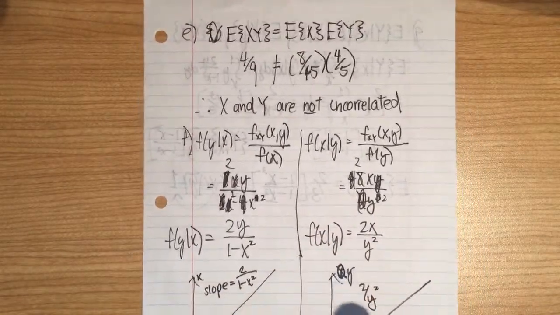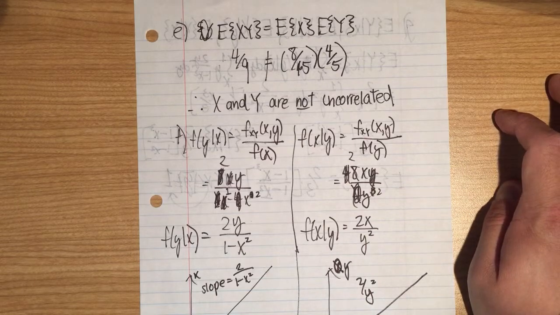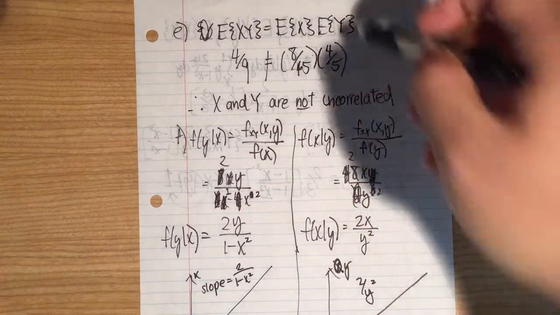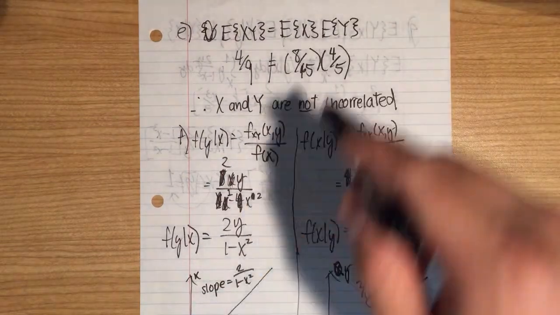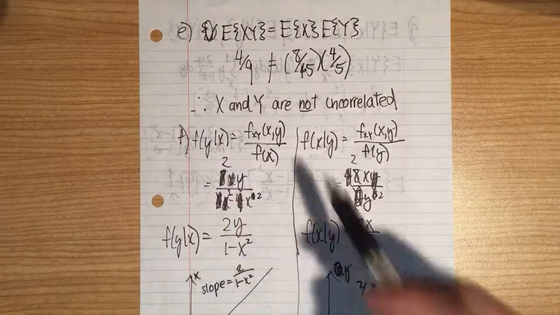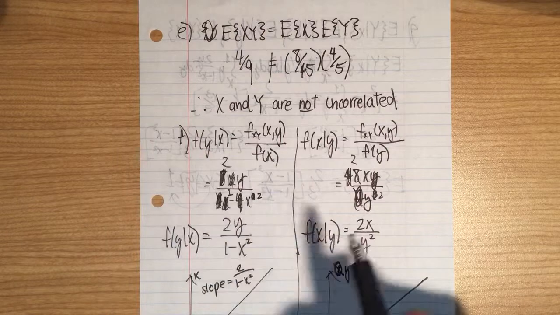All right, part E. Part E is asking us to prove or disprove that x and y are correlated, or prove or disprove that x and y are uncorrelated. This is the proof to show if this is true, then they are uncorrelated. It is not true, so therefore you can't say that x and y are definitely correlated. The only way you can say it is x and y are not uncorrelated.